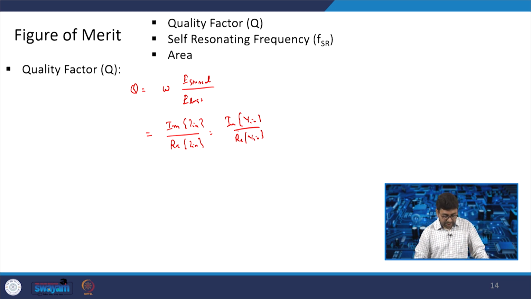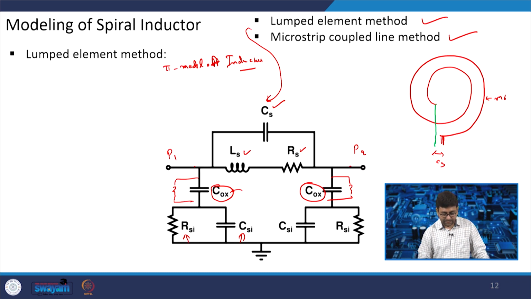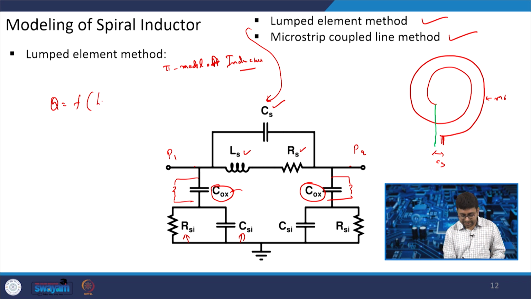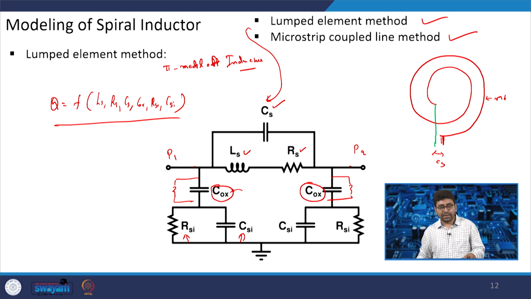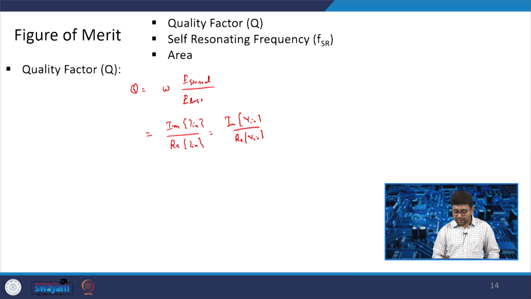Now, based on the model, we can write the quality factor Q, because there are many RC components, as a function of Ls, Rs, Cs, Cox the oxide capacitor, and the silicon substrate resistance or substrate capacitance. So, the quality factor is a function of all these parameters, and you can get it by using this model. If you want to find the quality factor, you just consider it as a black box with 2 inputs, find out the Z in, and then plot the imaginary Z in by real Z in, and you will get the quality factor Q.